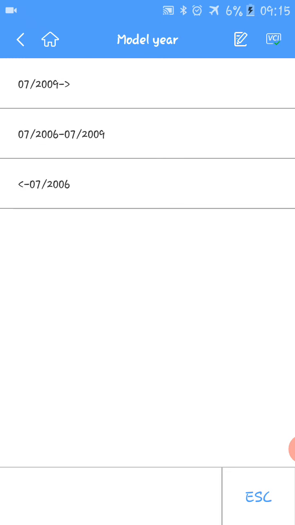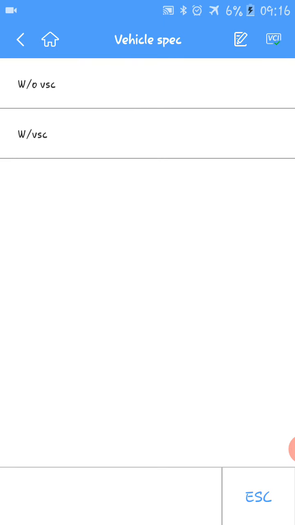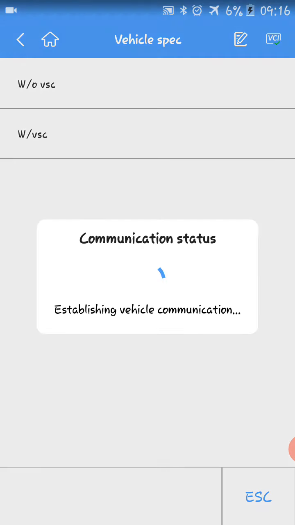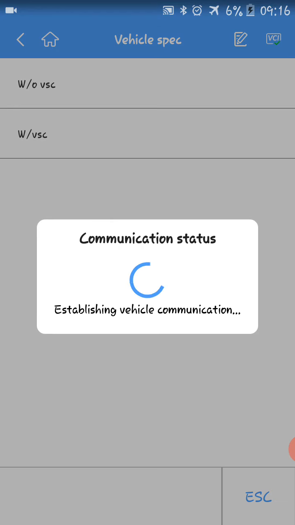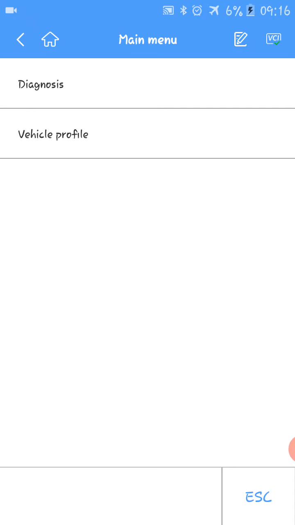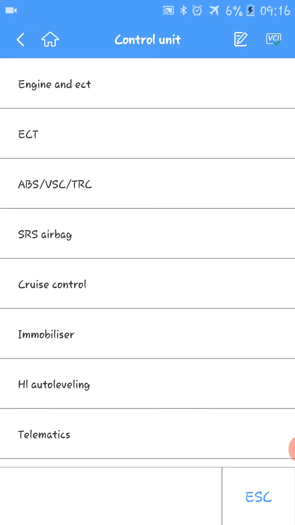Then okay, go to Hilux. It's a 2KD engine. It's 2012, so you get 2009 going up. This vehicle hasn't got vehicle stability control. So this is a quick one. So you see what happens with the values. You choose the control unit, engine.